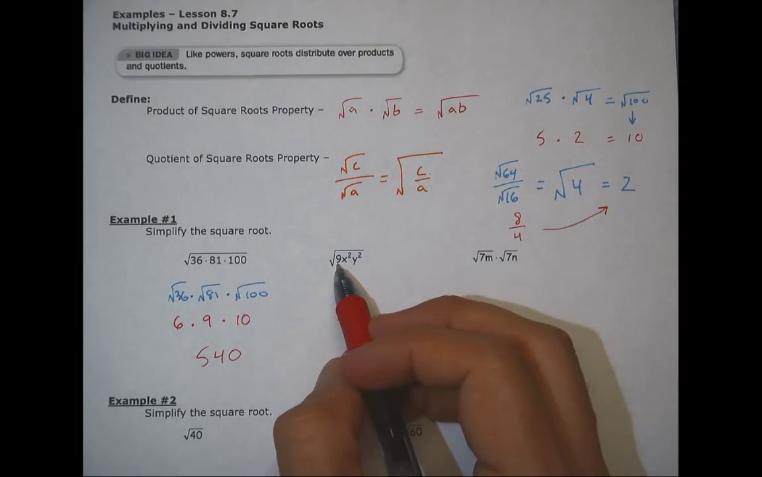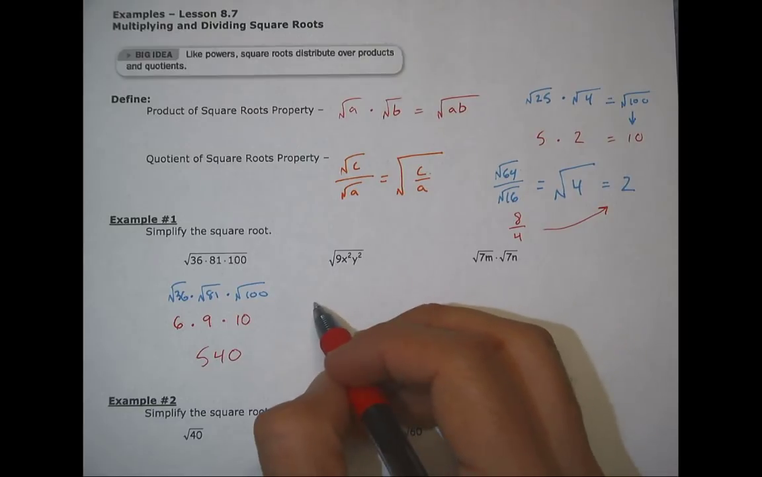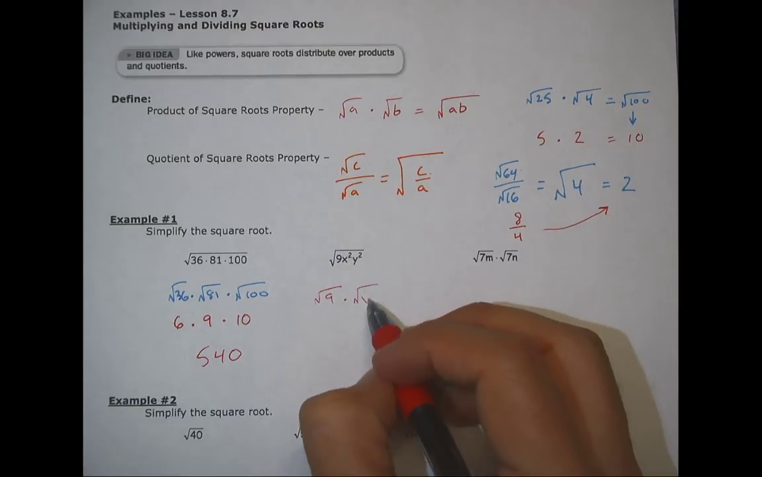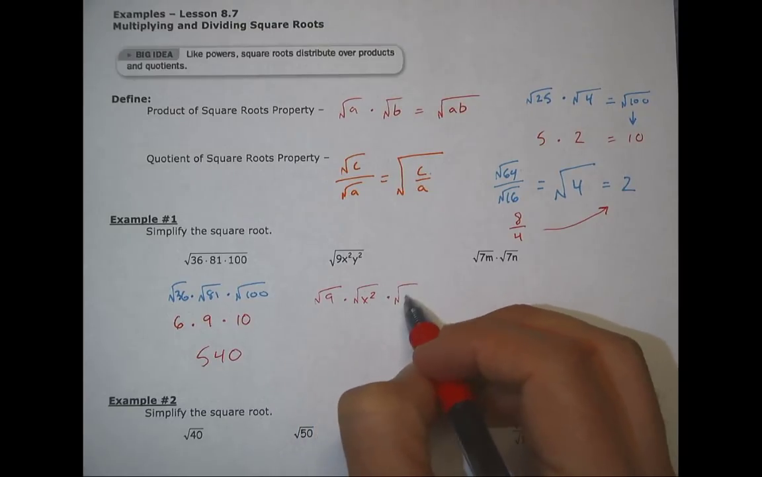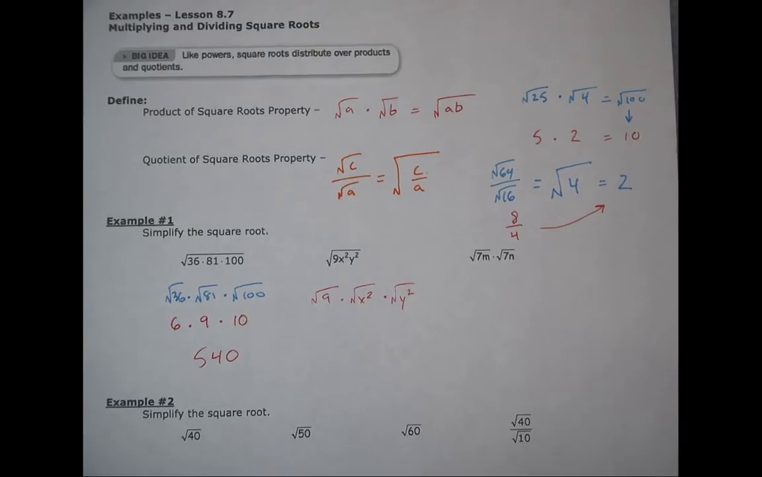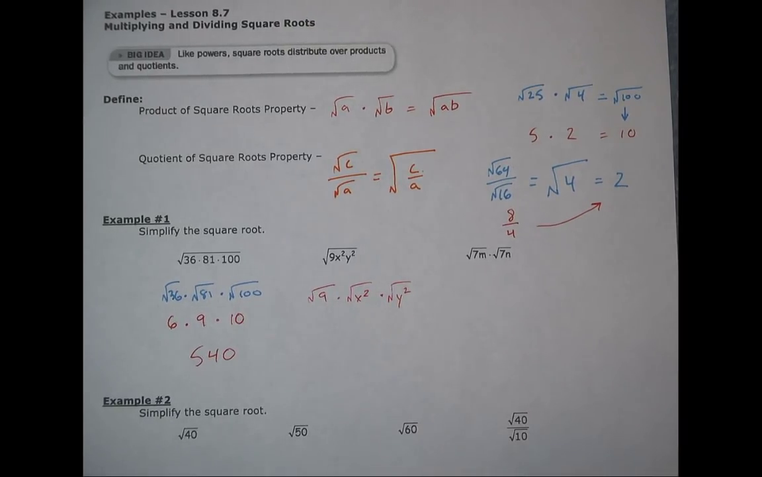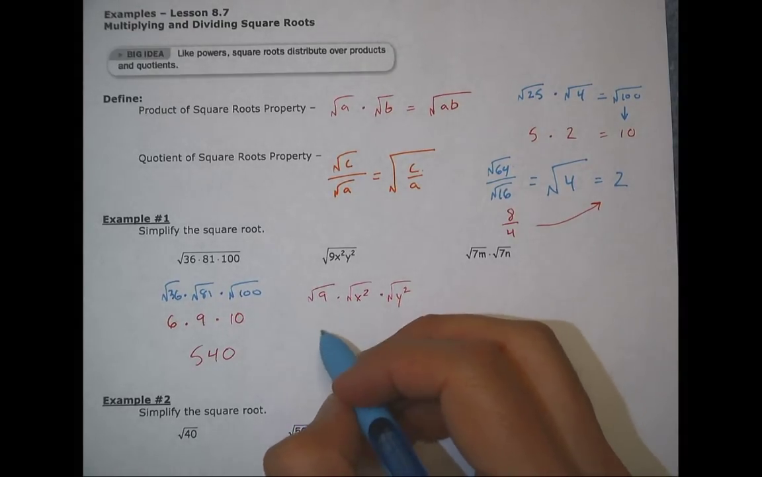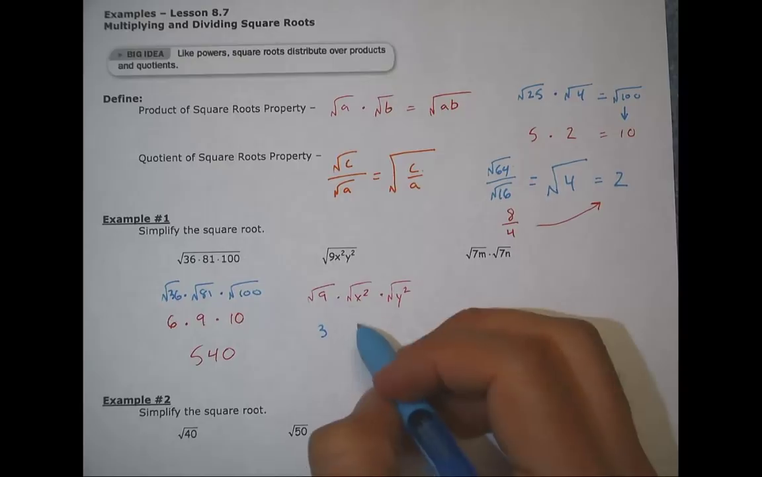So same idea here. If I've got a product underneath my square root, I can split these up to help simplify. I'm going to split all three products up under their own square root and see if I can't simplify them. Now, sometimes they're not all going to simplify. You're going to have to leave them as a square root. We'll talk about that in a second. But this one does, because the square root of 9 is 3, because 3 times 3 is 9.